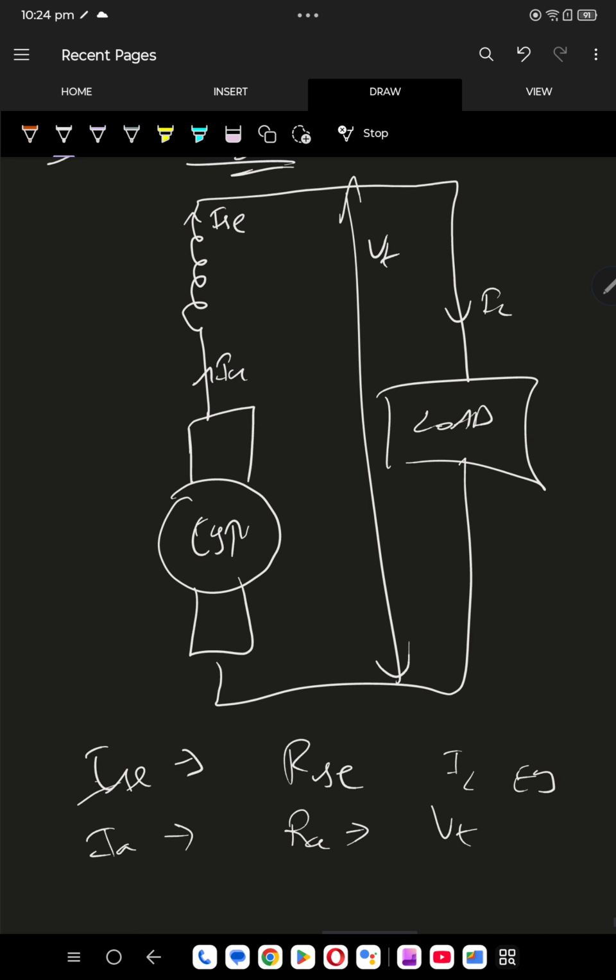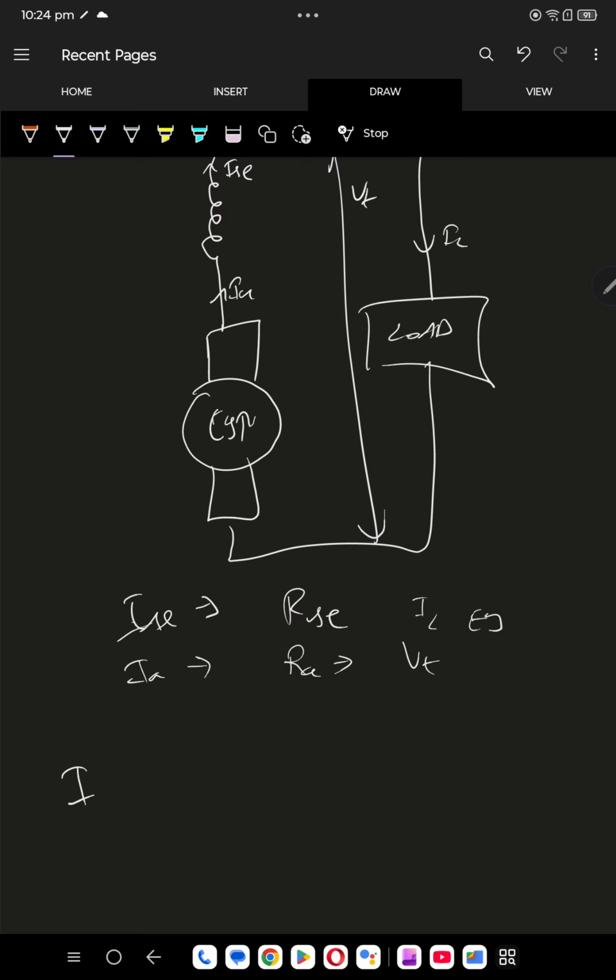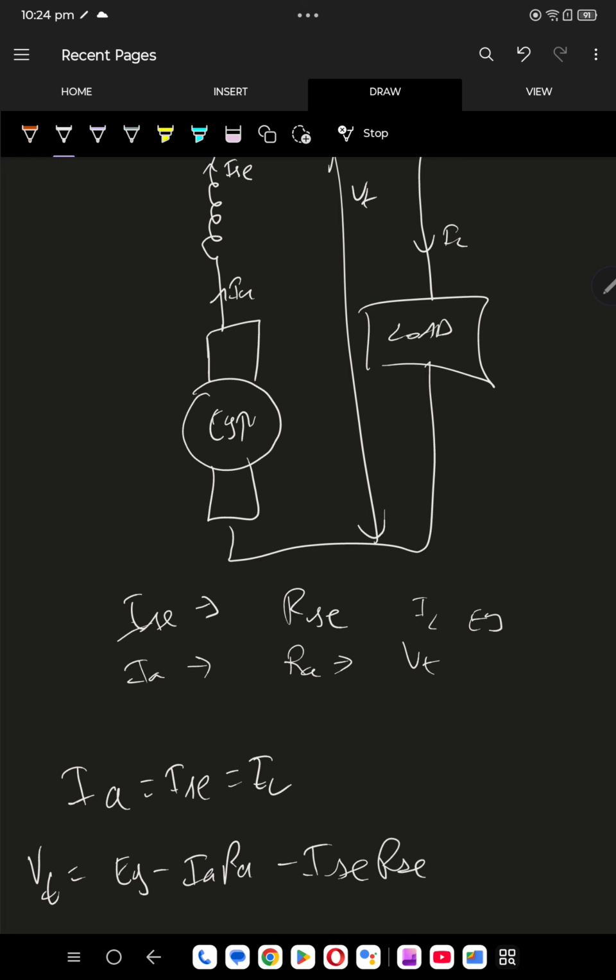That's it. Done. Now current equation: IA is equal to ISC, and is also equal to IL. Now voltage equation: EG minus IA RA. This was settled before. Now ISC RSC also we have to write. In shunt we did not write ISH RSH, but in series we have to write. Remember this consciously. Drop across series field coil we have to write.